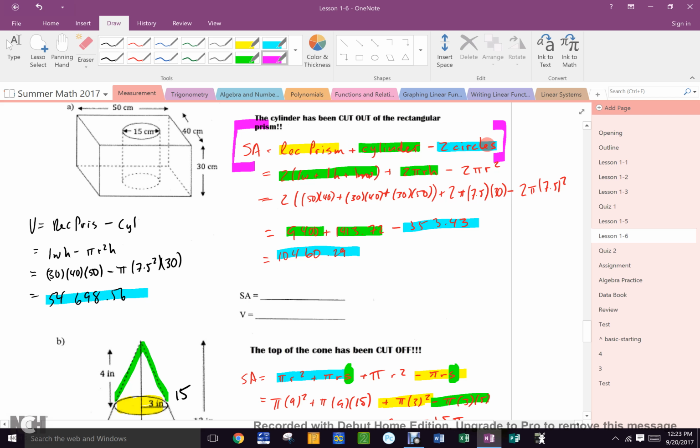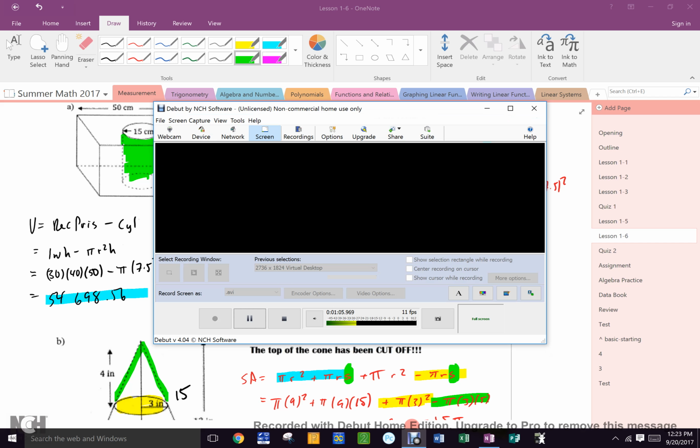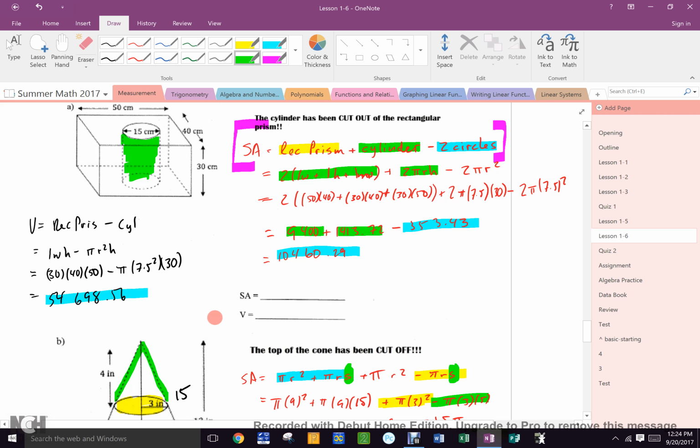Remember, I wrote this out in words because I had a rectangular prism and I added this cylinder because I cut out a hole, and then I subtracted the two circles because they were two holes. So we had the prism plus the cylinder because that's new surface, and then I subtracted the two circles because that made a hole, so they had to be subtracted. And then volume, it's just subtraction. You had the big block and then you drilled the hole out, so you had the rectangular prism and you took out the cylinder.